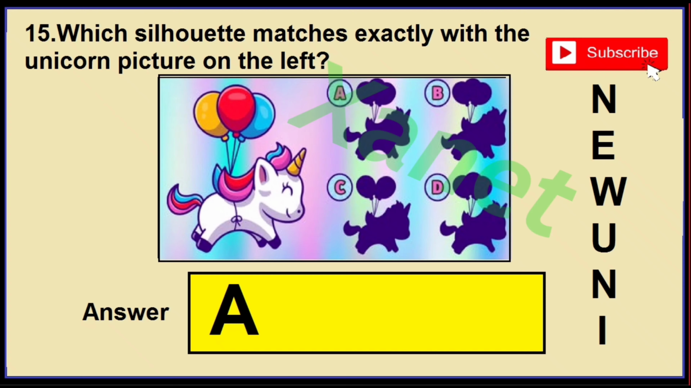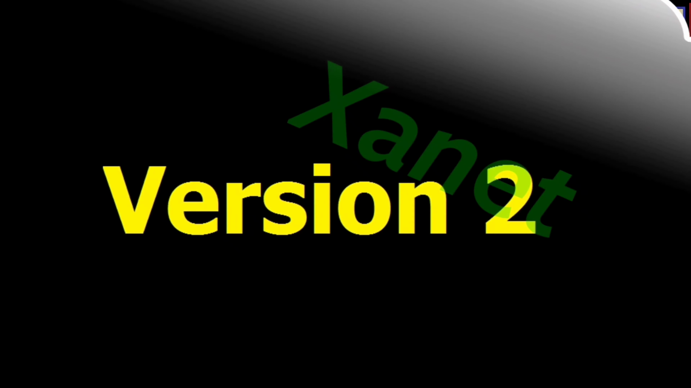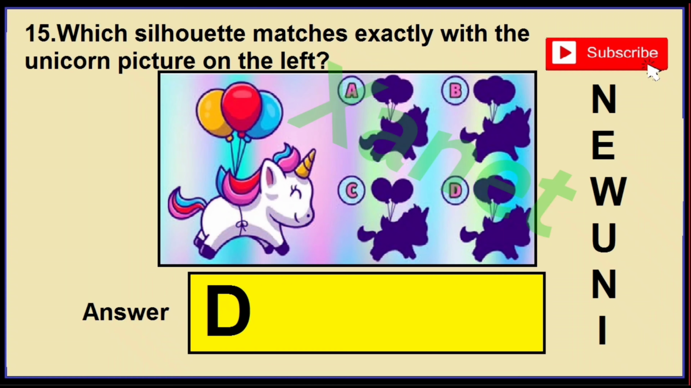So in version 1 of this question, you can see A is the correct answer, since A contains all the criteria. You can see the tail, you can see the balloons, and you can also see the legs. So you must see all 3. Now in version 2 of this question, D is the correct answer, since D contains all the criteria that I have told, so D is the correct one.